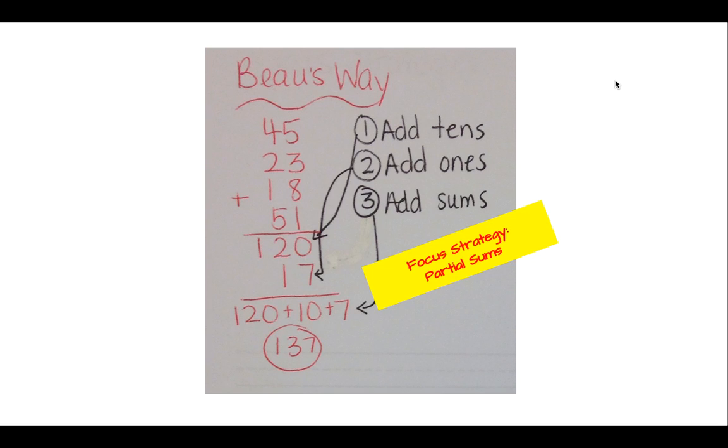But he knew that the 4 represented 40. The value of the 2 was 20. The value of the 1 is 10, and the value of that 5 is 50. Underneath the 120, you'll see the 17. That is the sum of the 5, 3, 8, and 1. From there, he came up with 120 plus 10 plus 7, and finally 137 for an answer. This is another focus strategy, and its name is partial sums.